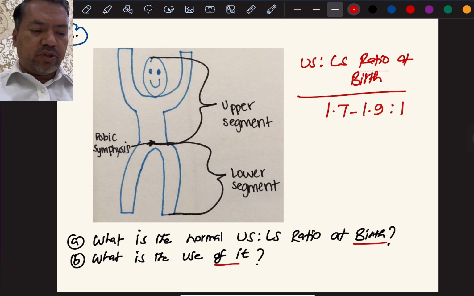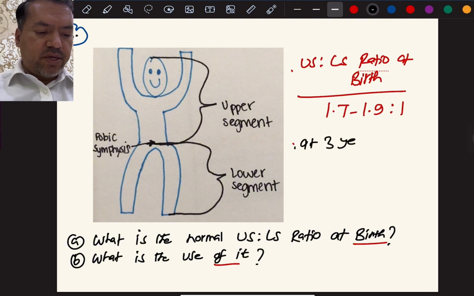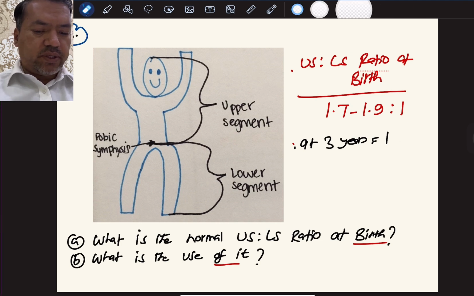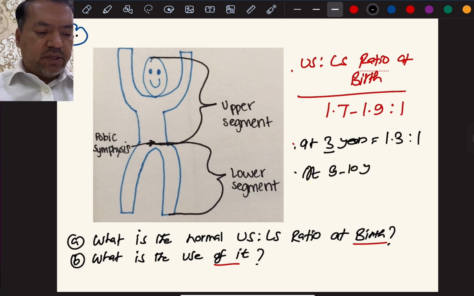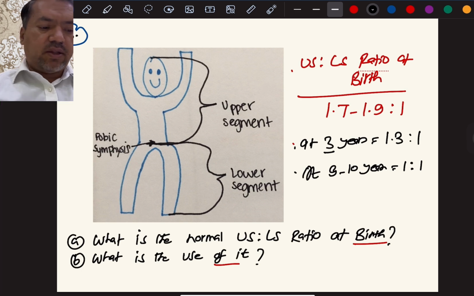Okay, this is at birth. Now at 3 years of age, it will be 1.3 to 1. It's like this, 1.3 to 1. 3 for 3, easy. Then at 9 to 10 years, it will be 1 to 1. And after that, the lower segment will be longer than the upper segment, so it will be 0.9 to 1. So these are the important questions which will be asked to you.